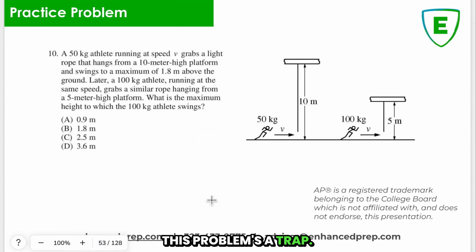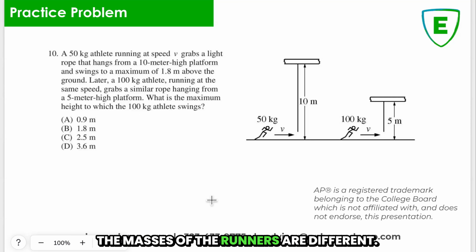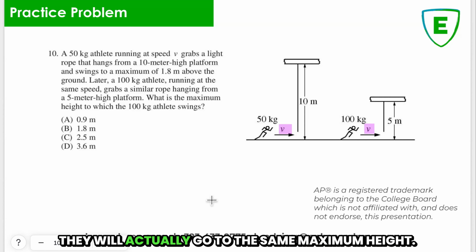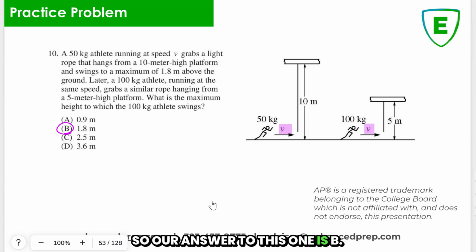This problem's a trap. The masses of the runners are different. The length of rope is different. But thinking of it as conservation of energy, because they have the exact same speed, they will actually go to the same maximum height. So our answer to this one is B.